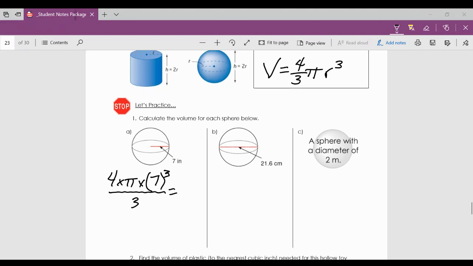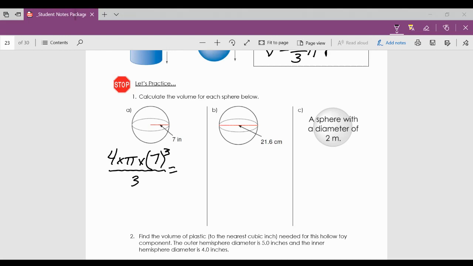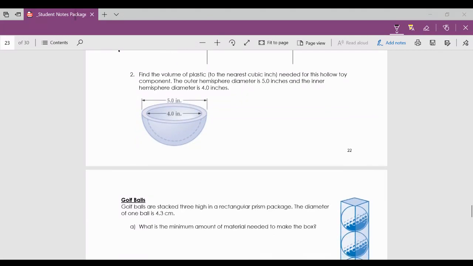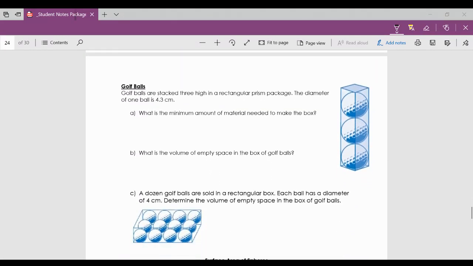Okay, when you do that, 7 cubed is 343. Multiply that by pi, multiply that by 4, and then divide that whole thing by 3, and you'll end up with 1,436.0 inches. And because we're talking about volume, the units are cubed. So you try BC and question 2, and I'm going to also do the golf balls example.